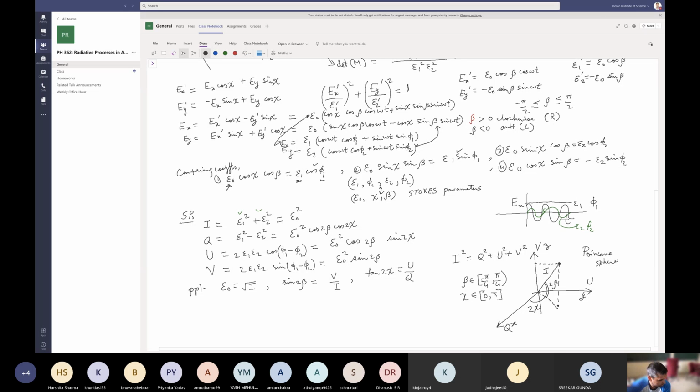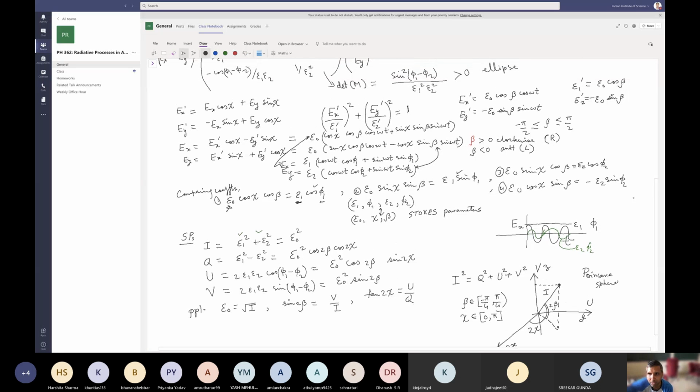Okay, so you can actually see when this ellipse becomes a circle or a line and so on, right? So if chi is, say, right, so let's go back to the polarizations. Let me just mention something. So V equal to 0 is linear polarization.